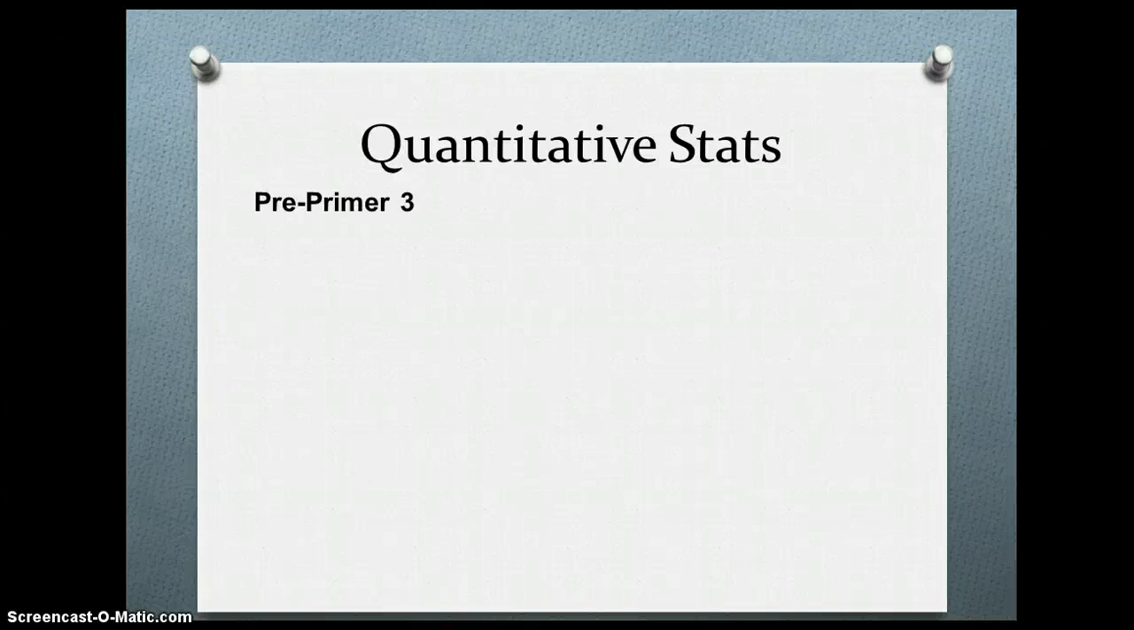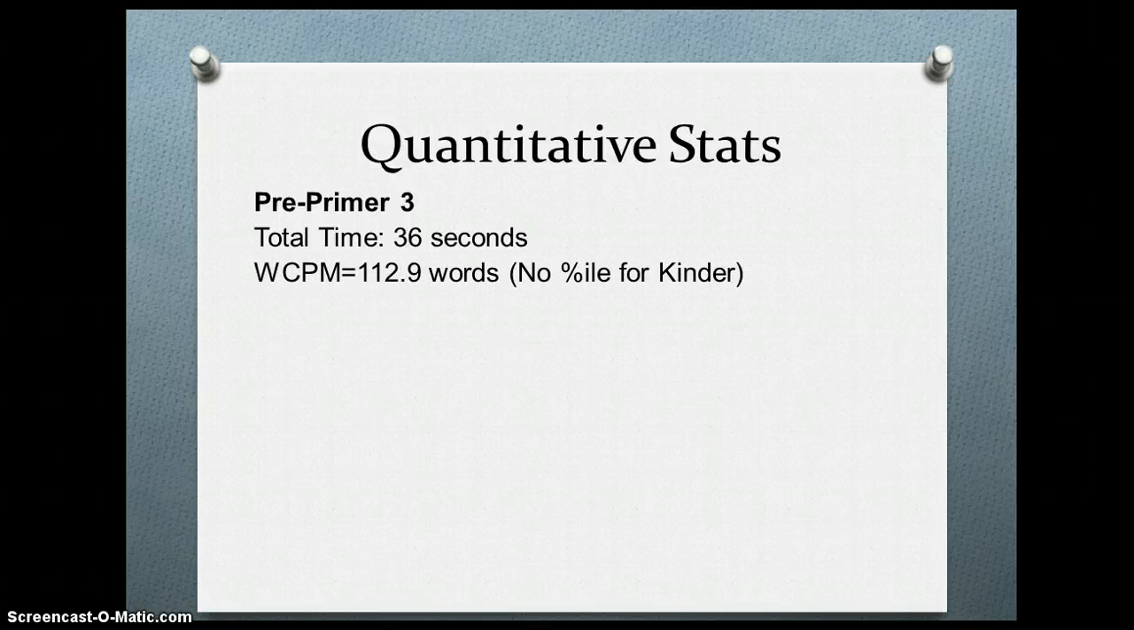Here are the quantitative stats from my reader. At the pre-primer 3 level, the total reading time was 36 seconds. Her words correct per minute was 112.9 words. Typically, you want to look at the Hasbrouck and Tindal rubric to see what percentile ranking that would give her, but there are no scores for kindergarten, so I was not able to do that.